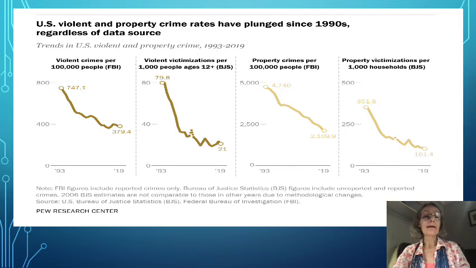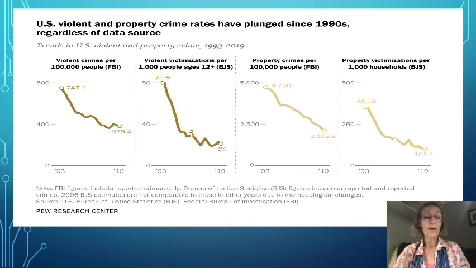Well, as it says there, this is from the Pew Research Center, and it says that U.S. violent and property crime rates have plunged since the 1990s, regardless of the data source. So regardless of whether you're looking at the UCR or whether you're looking at the National Crime Victimization Survey.